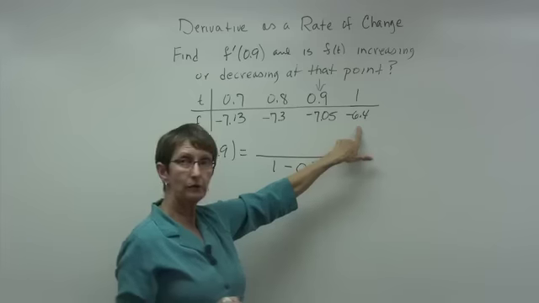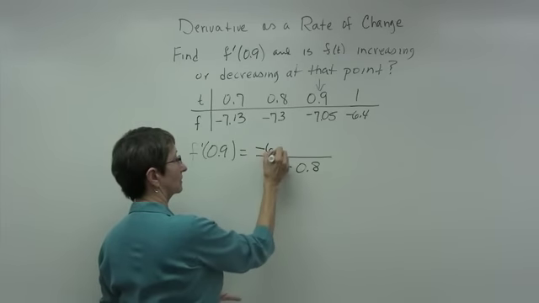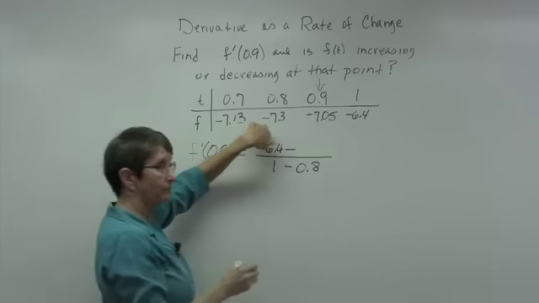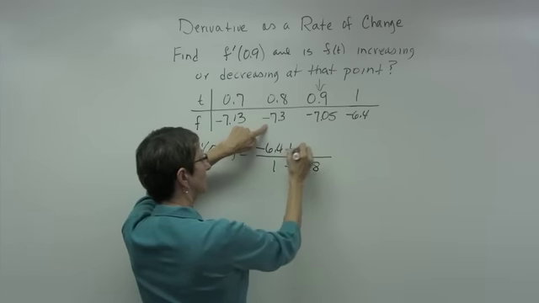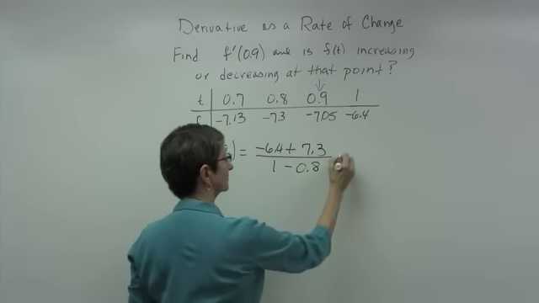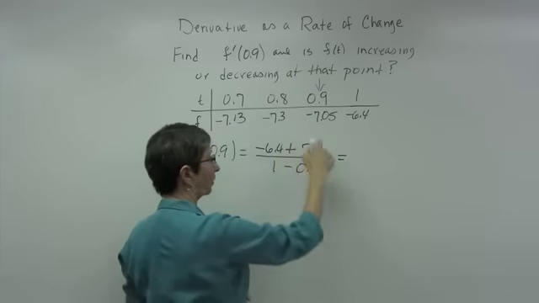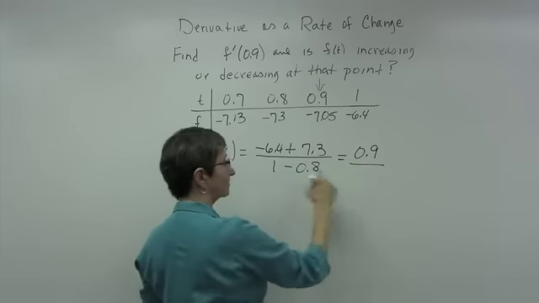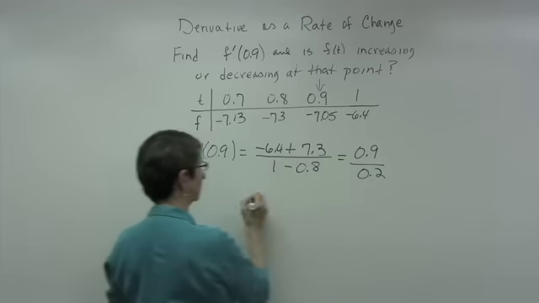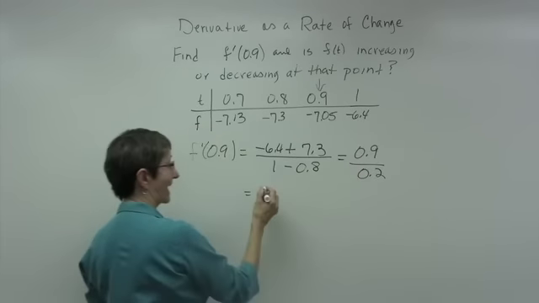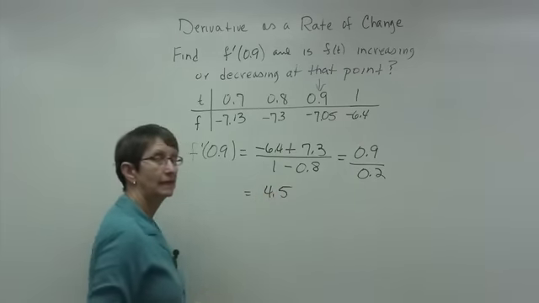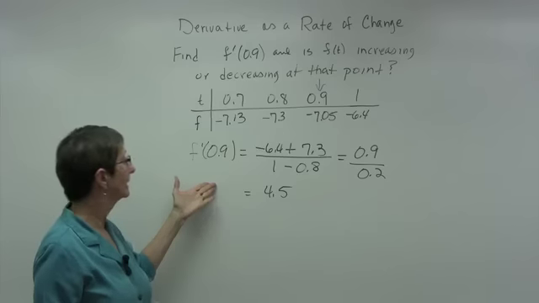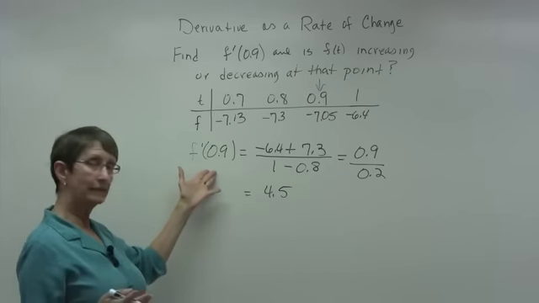1 goes with the value negative 6.4. Minus, with 0.8, we have negative 7.3, so it's minus a negative 7.3. Negative 6.4 plus 7.3 gives me 0.9 divided by 0.2. And 9 halves is 4.5. So 4.5 is the instantaneous rate of change. It is the derivative. It is the slope of the tangent line at this point.